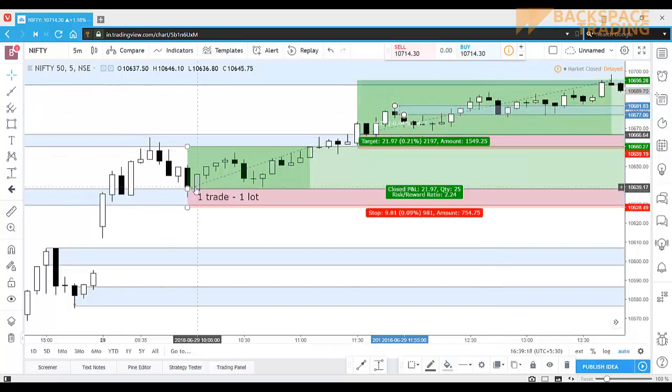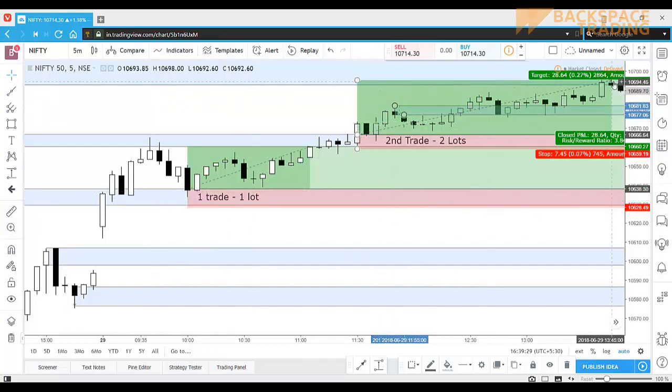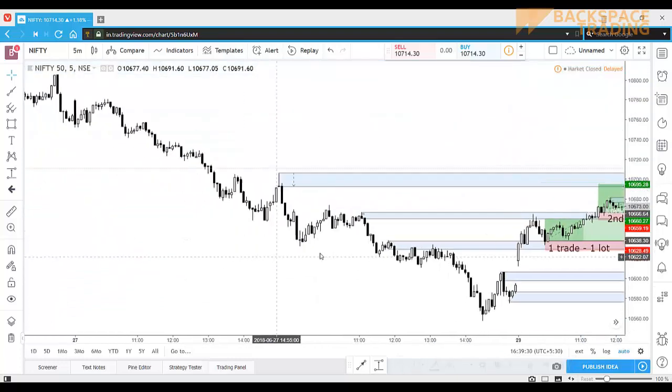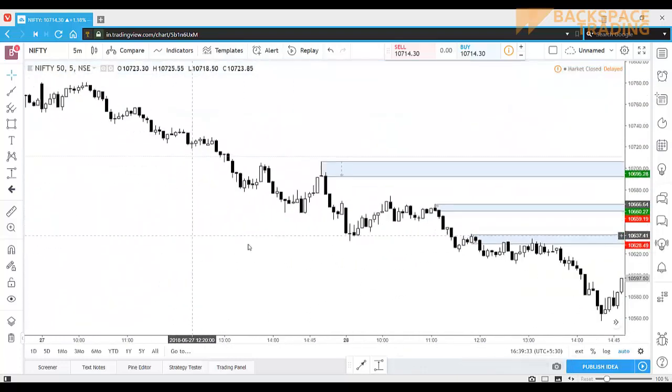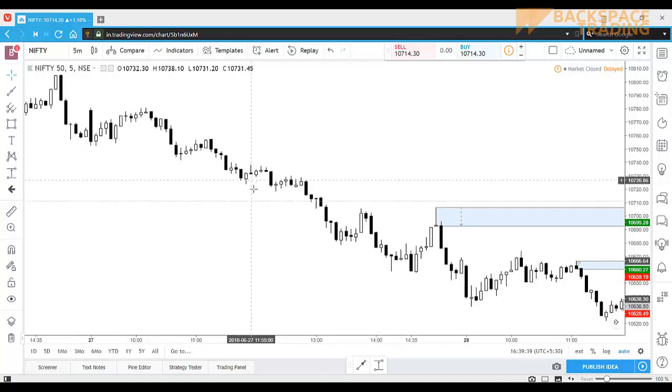When you see a pullback, this is called a pullback. When you are in an uptrend, when you see a small counter trend, this is called a pullback. Extension, pullback, extension, pullback, extension. This is an extension towards the downtrend. On a downtrend, you don't say pullback, it is called a rally. Extension, rally, extension, rally, extension.